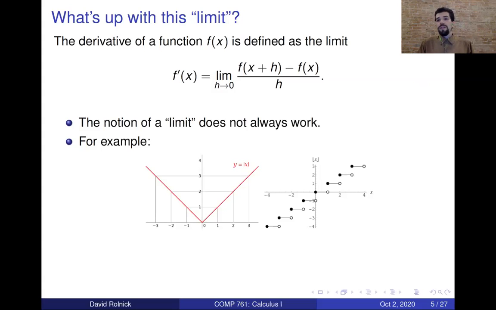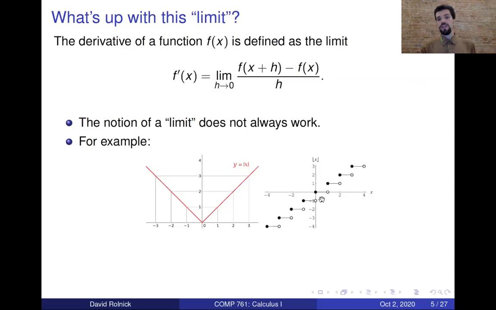And in general, the way that limits work is you have to have the limit converge. I'm not exactly going to go into what convergence of a limit means, but you have to have the limit converge from both sides in this case. So h going to 0 from both above and below.